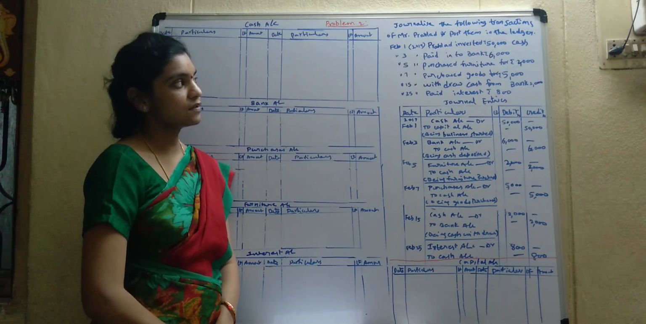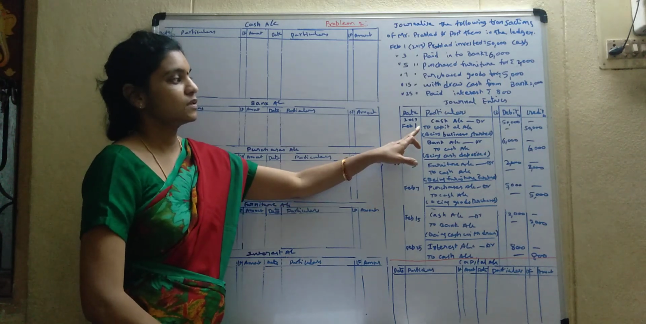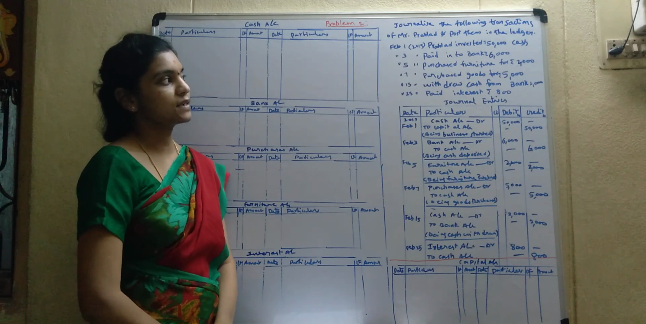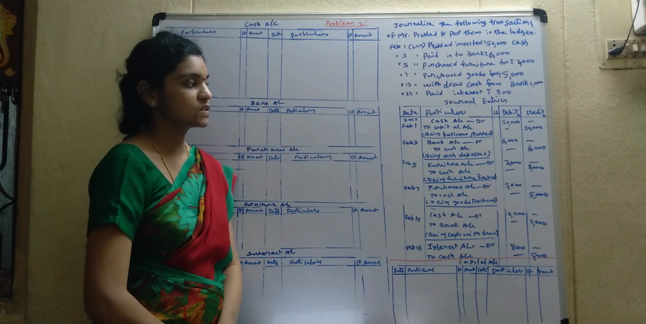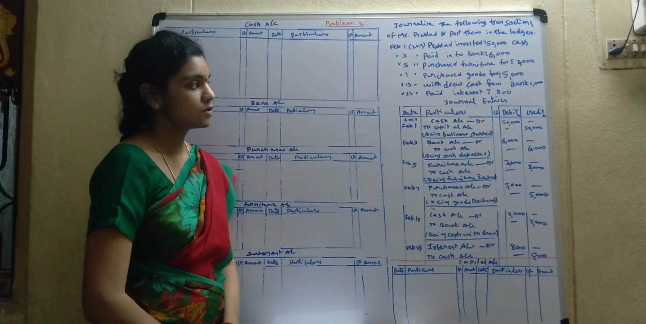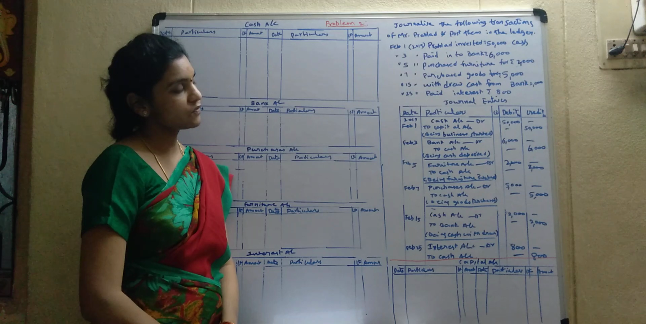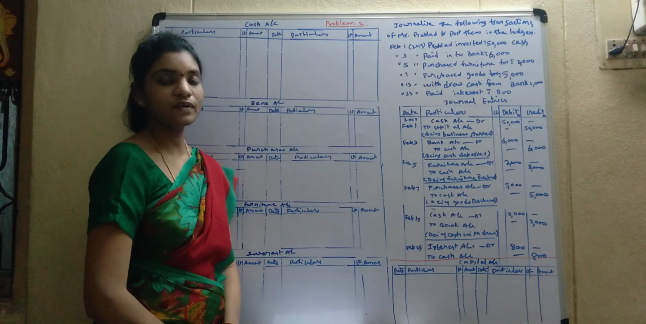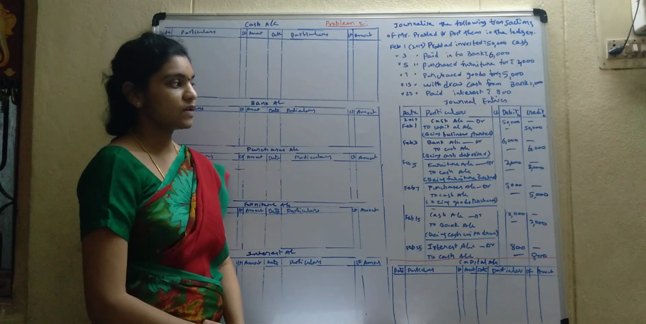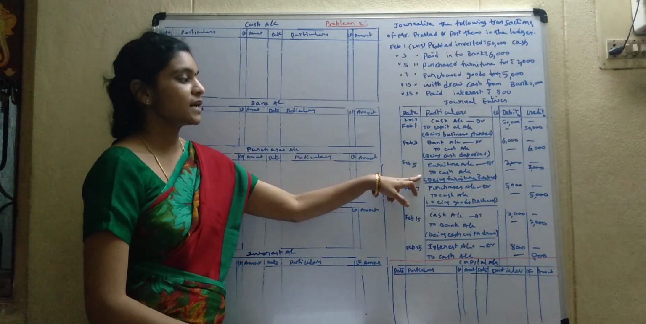What is the entry for that? Cash account debit to capital account. And paid into bank. What's the entry? Bank account debit to cash account. And purchase the furniture. You all know it very well. What is the entry for that? Furniture account debit to cash account.